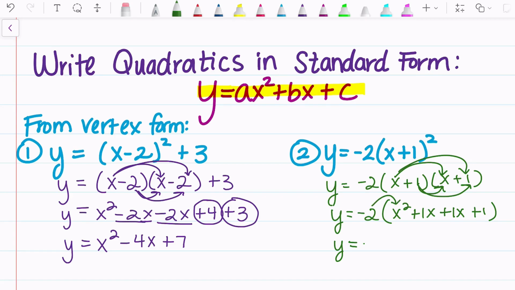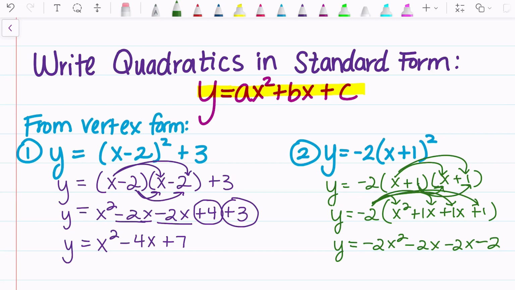So I'm going to multiply, or distribute, it into everything that's on the inside. Negative 2 times x squared is negative 2x squared. Negative 2 times 1x is negative 2x. Negative 2 times 1x again is negative 2x. And then negative 2 times 1 is negative 2, and then I'm going to combine like terms.